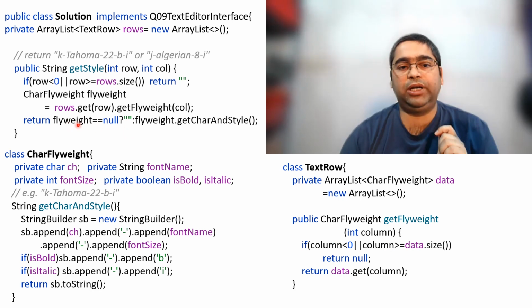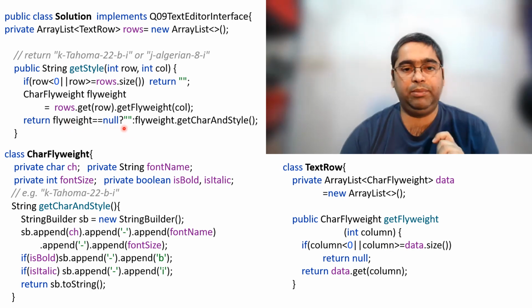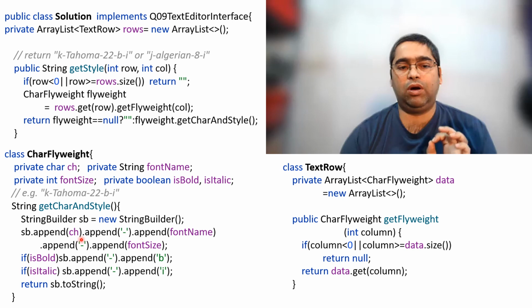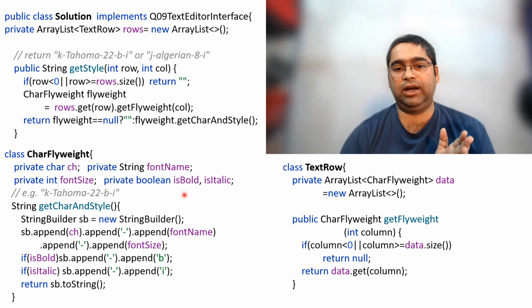If the Flyweight object returned is null, then we return an empty string. Else we call the getChar and style method from the Flyweight object, which we saw earlier, and which returns the actual style. So how it works is, the getChar and style method simply appends all the parameters in the Flyweight object and returns as a string. So the parameters are character, font name, font size, whether the character is bold or whether the character is italic. So this is how it works.